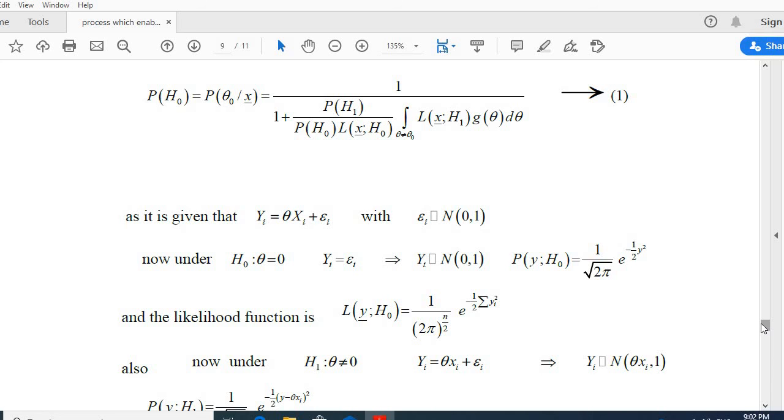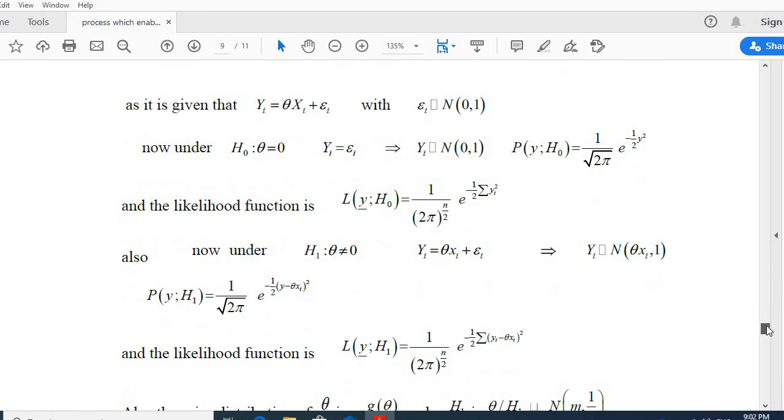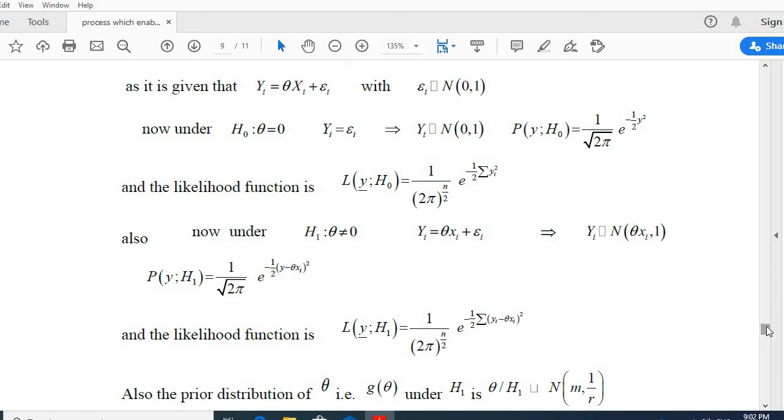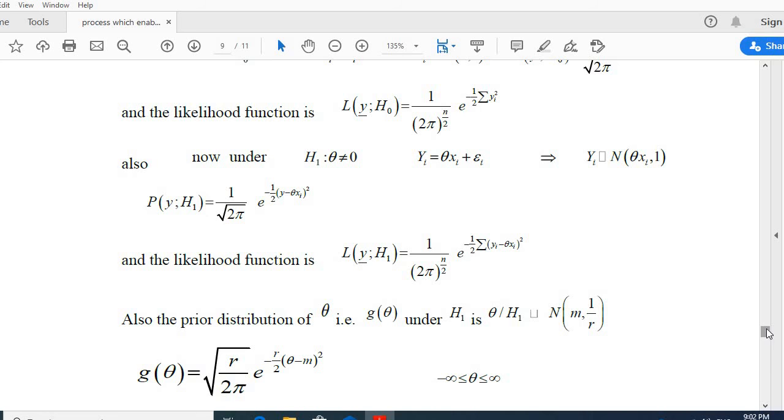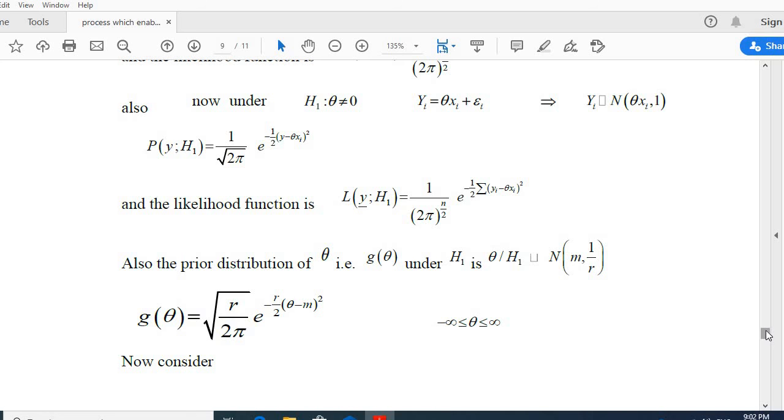And now under H1, θ is not zero and yi is equal to θ xi plus epsilon i. Y is normally distributed with mean θ xi and unit variance, and the probability of y in H1 is 1 over root 2π e raised to power minus 1 by 2 (y minus θ xi) whole squared, and the likelihood function is 1 over (2π) raised to power n by 2 e raised to power minus 1 by 2 sum of (yi minus θ xi) whole squared. And the prior distribution of θ is g(θ) equal to root of r divided by 2π, e raised to power minus r by 2 into (θ minus m) whole squared.